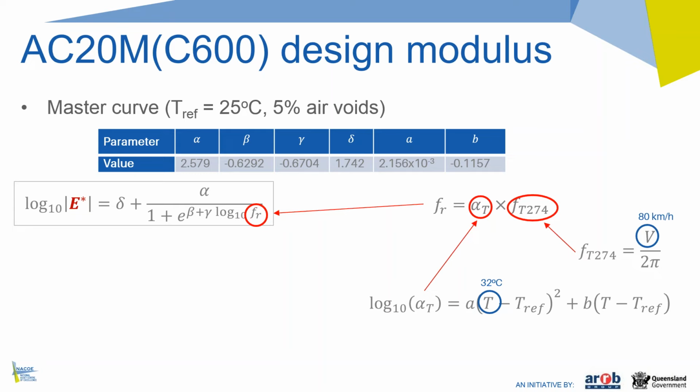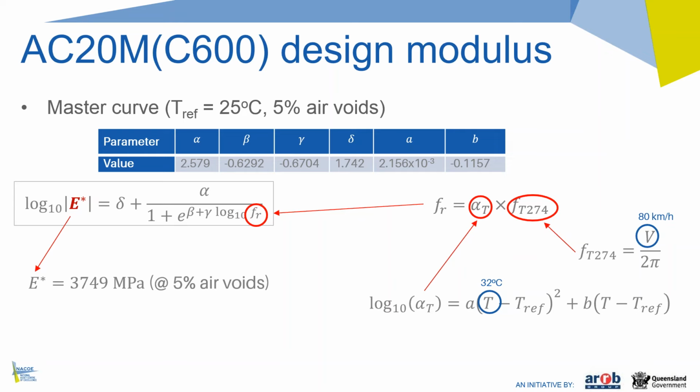We can convert the heavy vehicle speed into the equivalent test flexural modulus test frequency using that formula there, which is just the speed divided by 2 pi. So now we can sum everything into the equation on the left hand side, and we end up with E star equals 3,749.